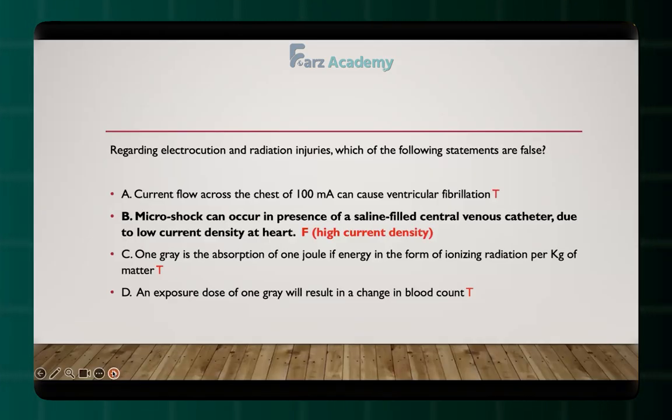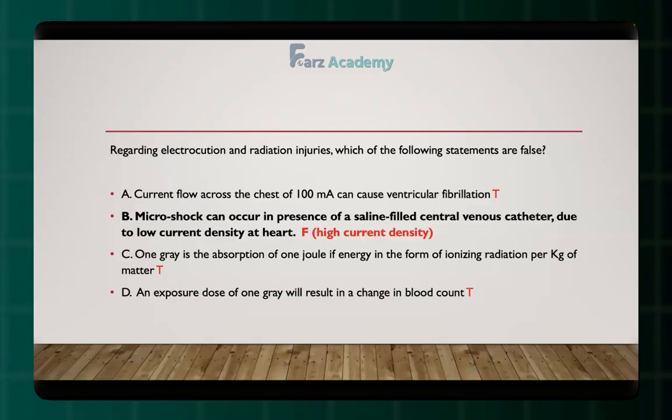So the answer is B. Let's go through them one by one. Current flow across the chest of 100 milliamperes can cause ventricular fibrillation. It can, yes, so that's true. Microshock can occur in the presence of saline-filled CVC catheter due to low current density because of the high current density, not a low current density.